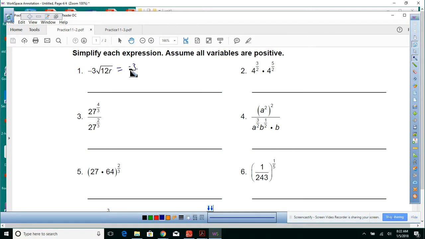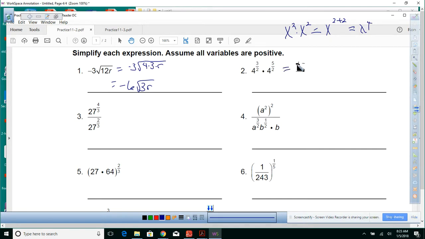Let's see, that's -3 and see 12. That's like 4 times 3 times r. And the square root of 4 is 2. 2 times -3, that would give you -6 times the square root of 3r. See what I did there? All right, let's look at here. Now what are we going to do here? Remember, if you have x squared times x squared, that is x to the 2 plus 2, which is x to the 4th. So let's add these.